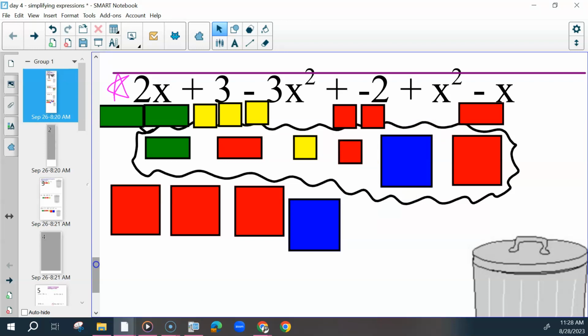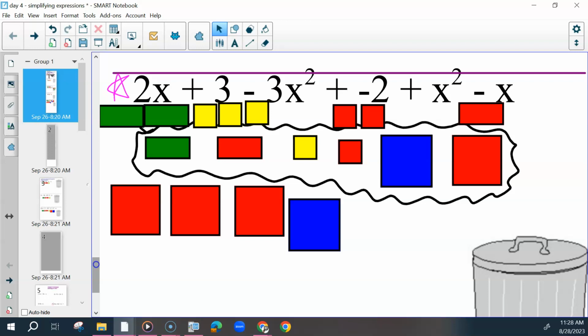I kind of spread mine out because there wasn't enough space. Yours should look like this when you model 2 positive x squared, 3 positive 1s, 3 negative x squared, 2 negative 1s, 1 positive x squared, and 1 negative x.